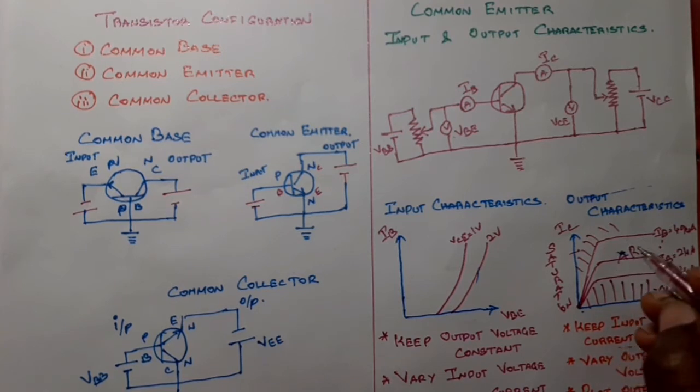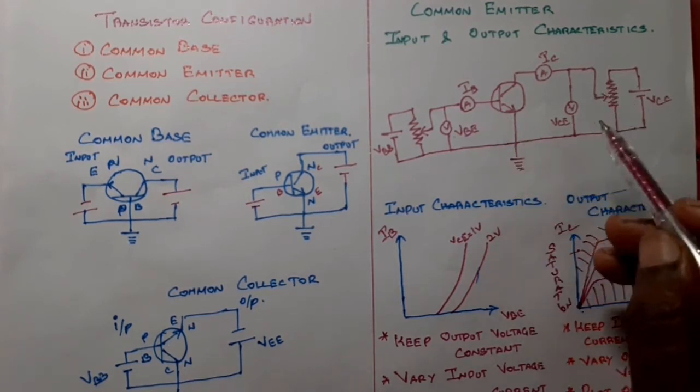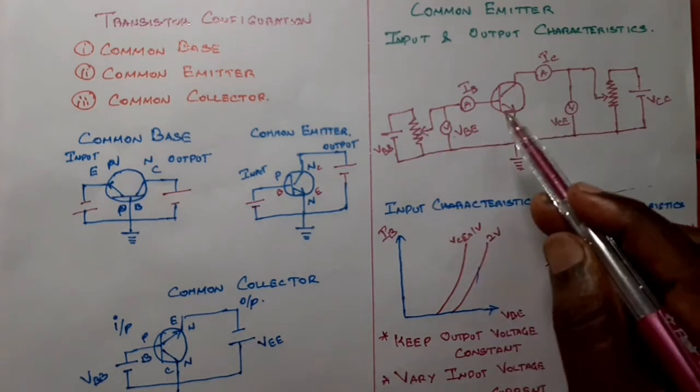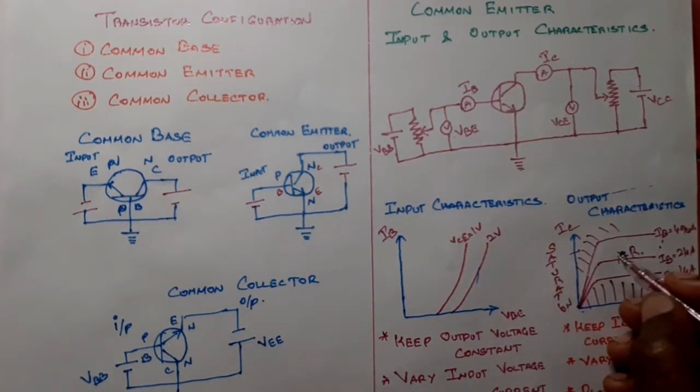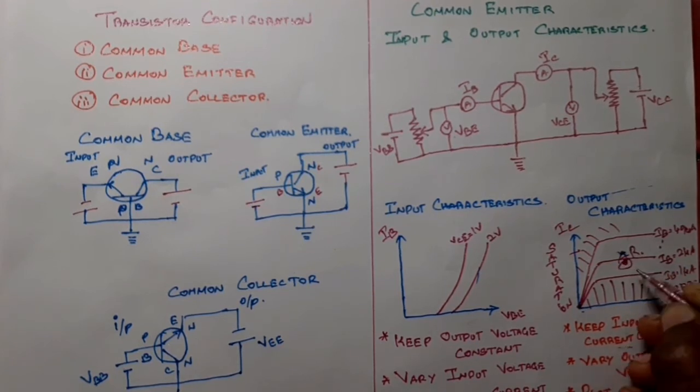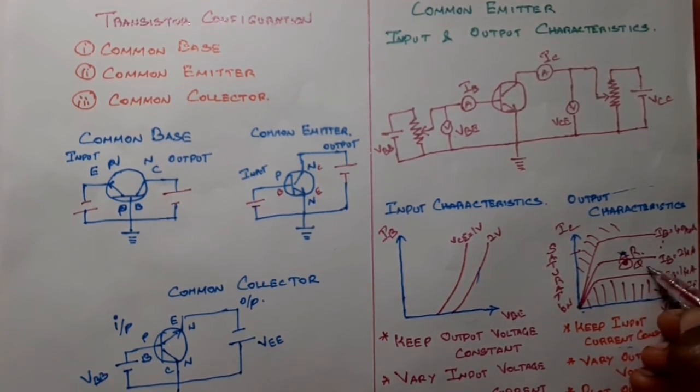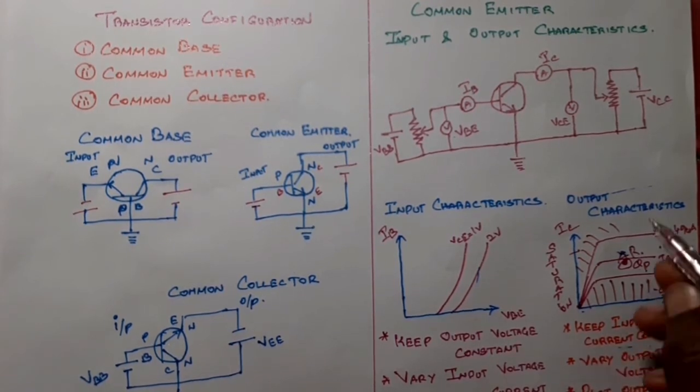You have to fix the transistor in this active region, then only you will get the proper output. So you have to vary the voltages on both sides and make the transistor sit at the center point of the active region. This point is called the Q point. If you keep the transistor at this Q point, the output of the circuit will be proper, otherwise you will not get a proper output. This is the input and output characteristics of the common emitter configuration.